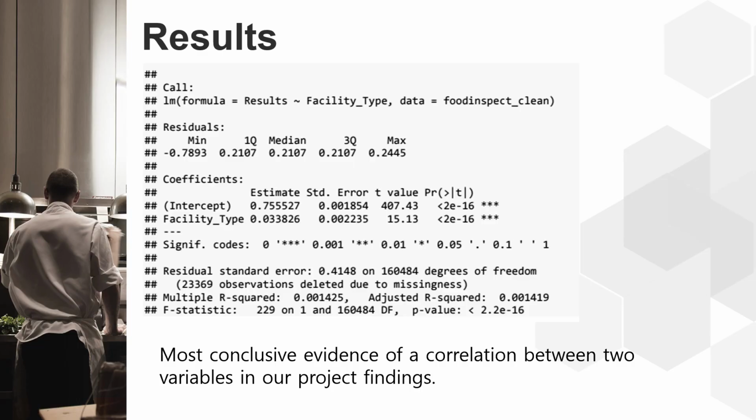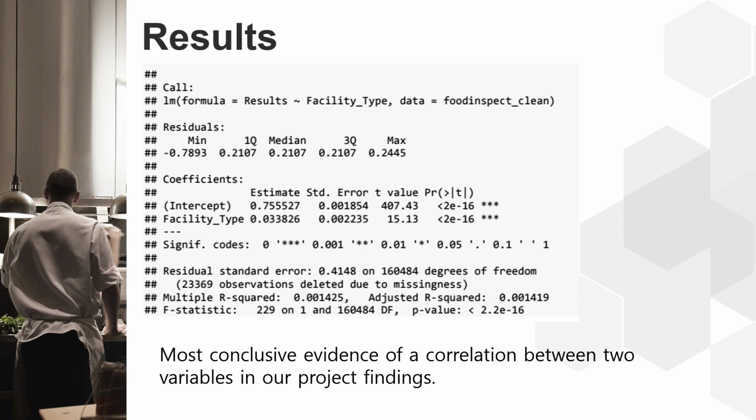So ultimately, we find through a simple regression that facility types like bakeries, coffee shops, and restaurants, in other words, establishments that are primarily in food service, are 0.0338 percentage points more likely to pass as opposed to failing than their non-food counterparts.